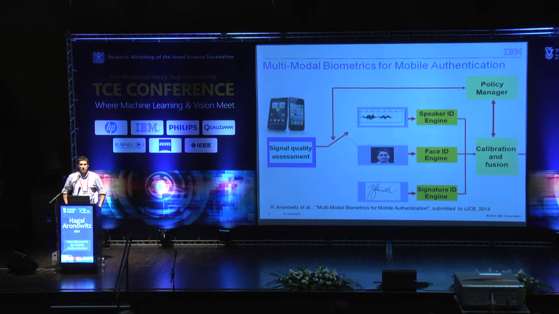To address this problem, we at IBM Research have developed a technology and a system during the past 2 or 3 years for multi-modal biometrics for mobile authentication. This system is supposed to address most of these problems. The heart of this system is, of course, the biometric engines. Currently, we have 3 biometric engines: a speaker ID engine, face ID, and signature ID. I will not talk in this presentation at all about the face ID and signature ID components. I will focus on the speaker ID engine. I will talk a bit about the other components in this system.